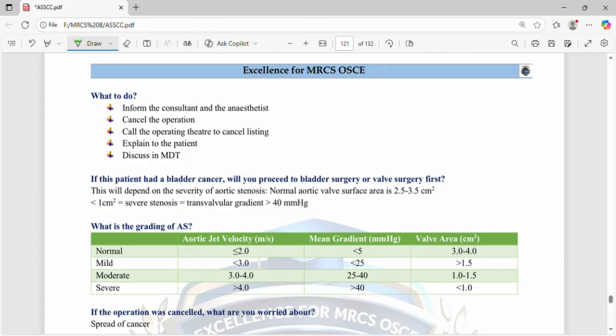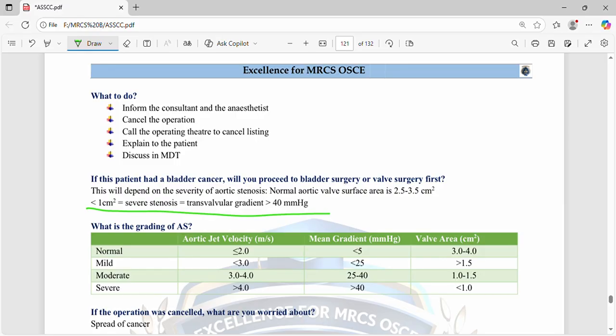Discuss in MDT. If the patient had bladder cancer, will you proceed to bladder surgery or valve surgery first? This will depend on the severity of aortic stenosis. Normal aortic valve area is 2.5 to 3.5 centimeter squared. If less than 1 centimeter squared, it is severe aortic stenosis. A transvalvular gradient greater than 40 mmHg is also severe.